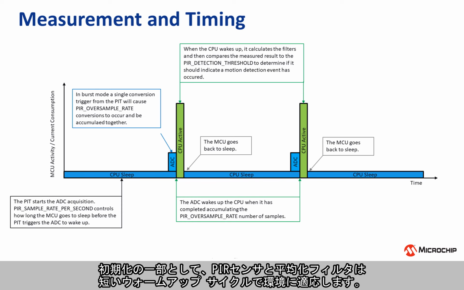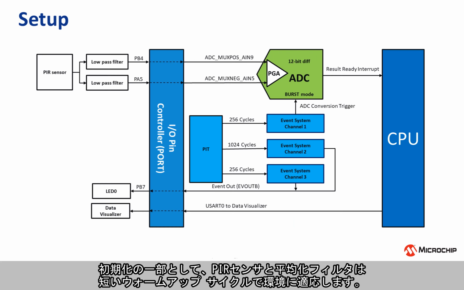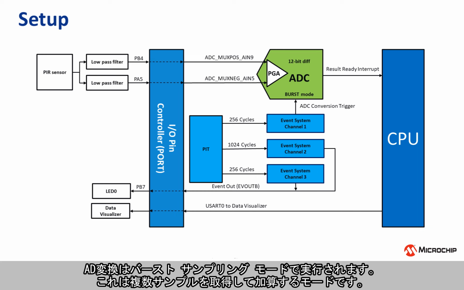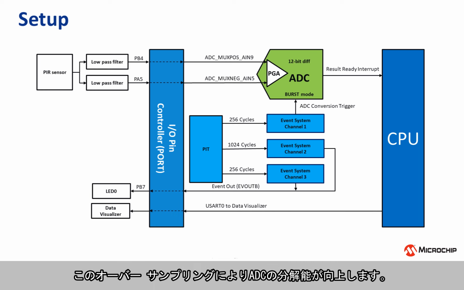As a part of the initialization, the PIR sensor and averaging filters go through a brief warm-up cycle to adjust to the environment. The ADC on the microcontroller is initialized in 12-bit differential measurement mode with the PGA. Each ADC conversion is run in burst sampling mode, where the ADC acquires multiple samples and sums them together. This oversampling improves the resolution of the ADC.